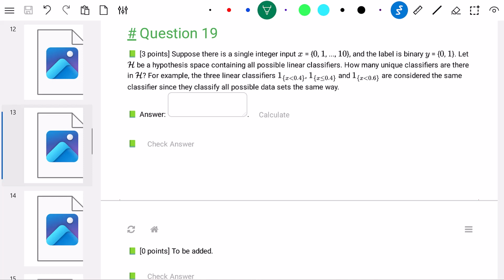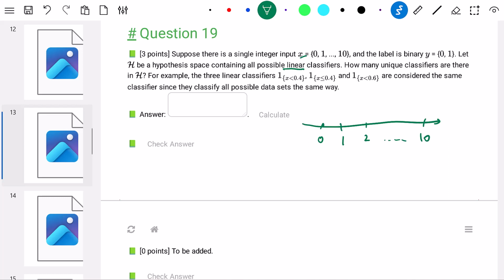This is X1, past exam number 1, question 19. The question here is there is one single input or one single feature, and it can only take integer values, and they are 0, 1, 2 until 10. And there are only two labels, either 0 or 1. And the question is how many possible linear classifiers are there?